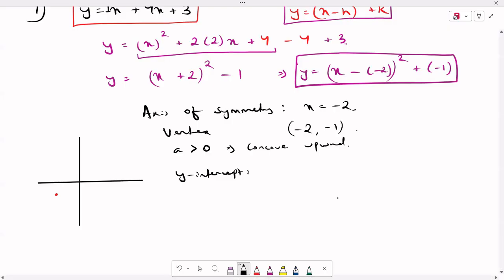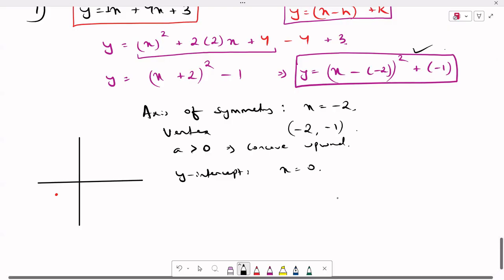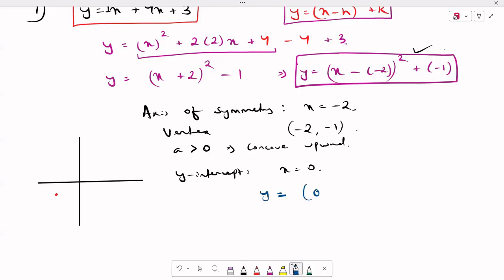So for the y-intercept, what I will be doing is setting x equal to 0. I can use this equation. So y is equal to (0 minus of minus 2, which gives me plus 2) whole raised to the power 2, plus minus 1. So that's 4 minus 1, that's 3. So I got to know that my parabola is definitely going to pass through the point (0, 3). My parabola is definitely going to have a y-intercept of 3.